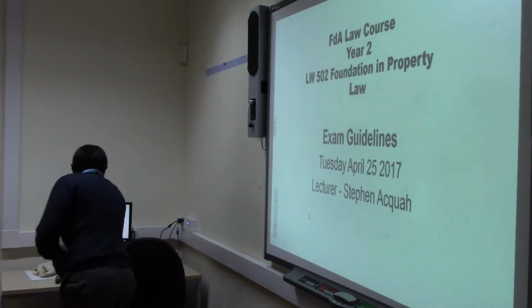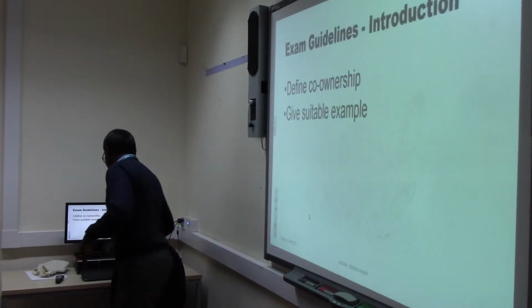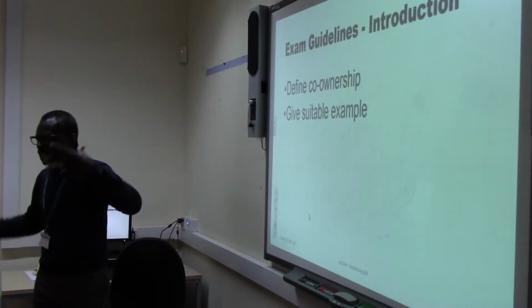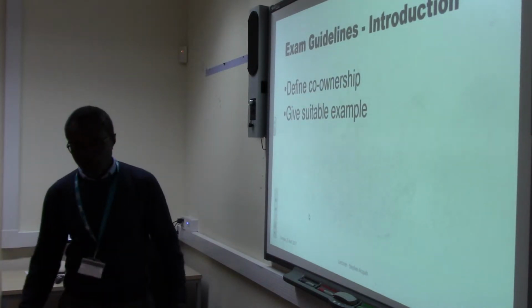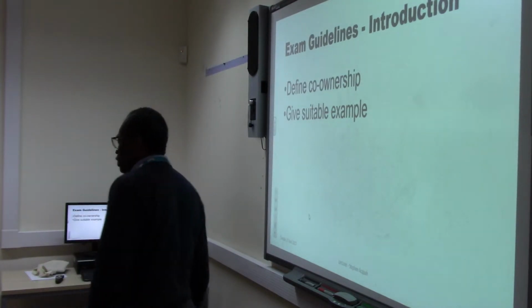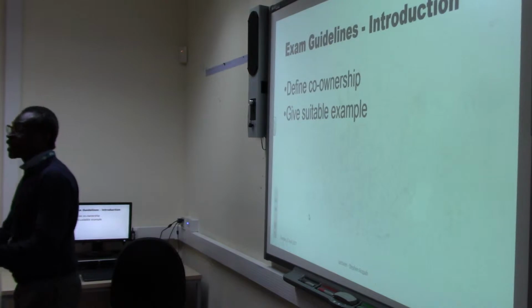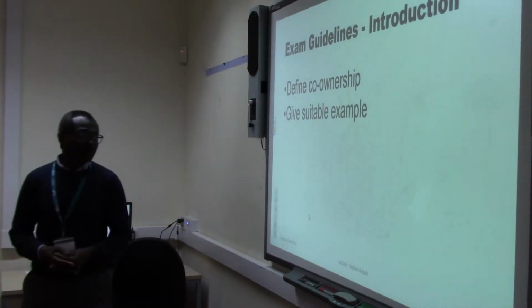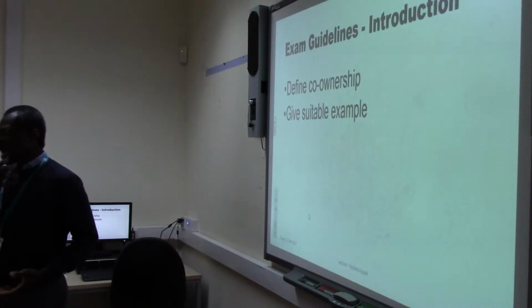Okay, so first point, introduction, part A. You've got to define a co-ownership. So what is a co-ownership? We've already spoken about that already. It's simply where two or more parties decide to enjoy land together at the same time. So just a brief explanation.